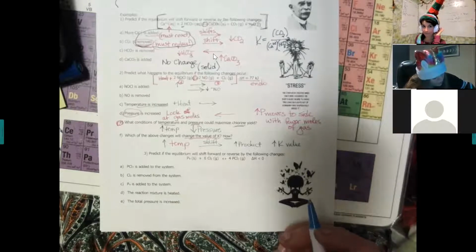On the first one, we can't do that because I didn't do the delta H, but we'll be able to do that on number 3. All right, so let's do number 3, and then we'll look at kinetics, and then we'll be done.